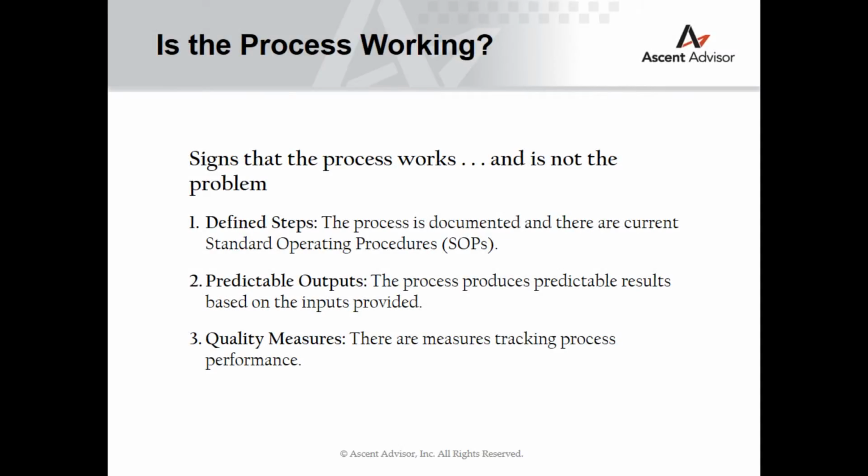There are also signs that the process works and is not the problem. For example, 1. If the process is well documented and there are current standard operating procedures, we know that there are defined steps to follow. 2. The process procedures produce predictable results based on the inputs provided. So the presence of predictable results assures us that processes are well implemented. And 3. There are measurable ways for tracking progress and performance. Quality measures also tell us that the process is working well.